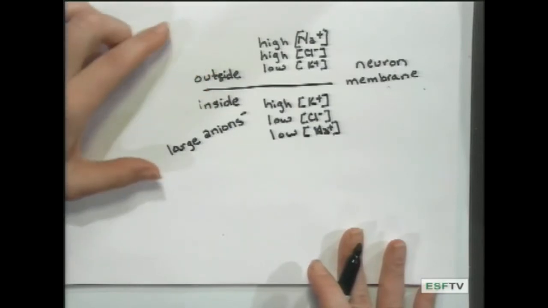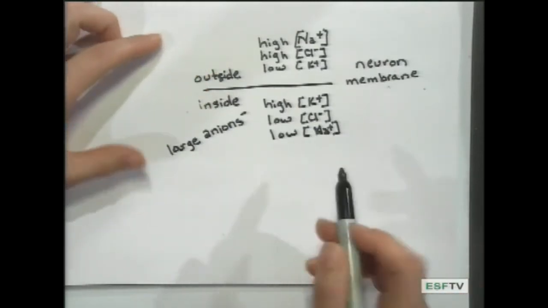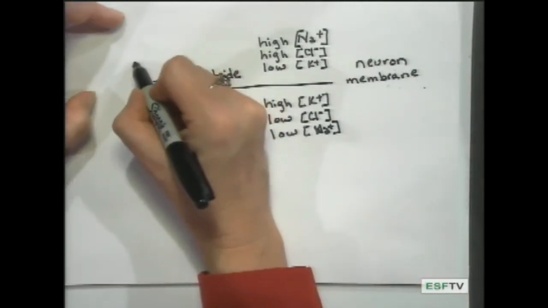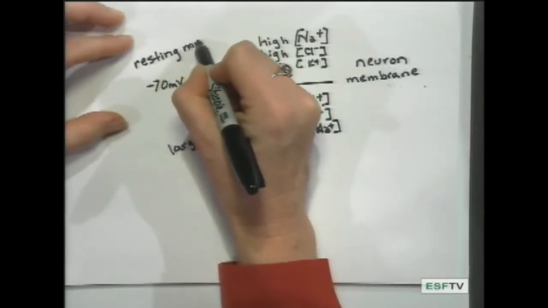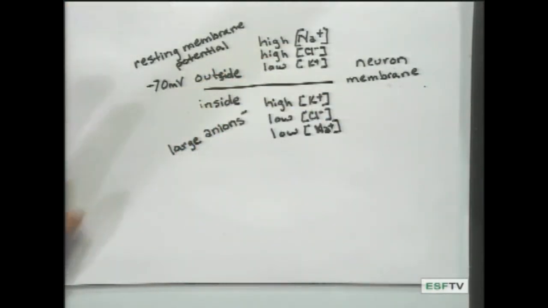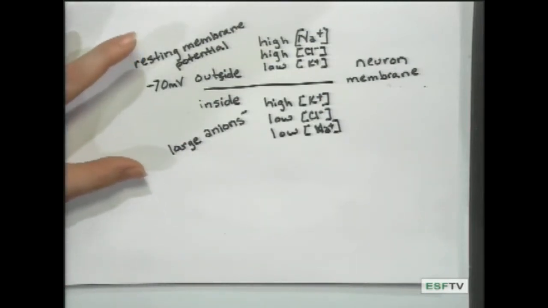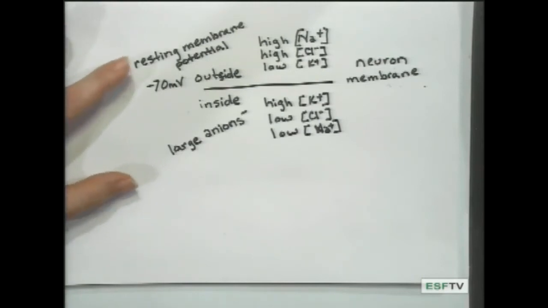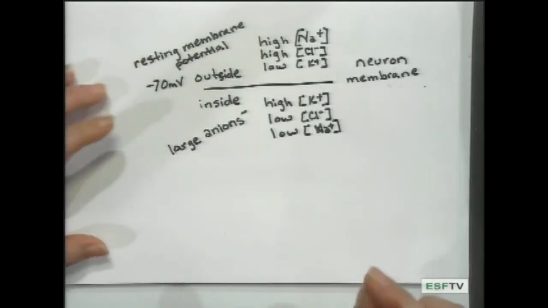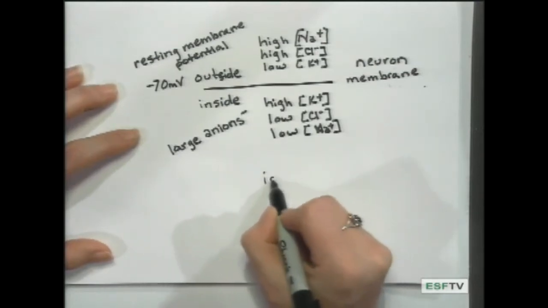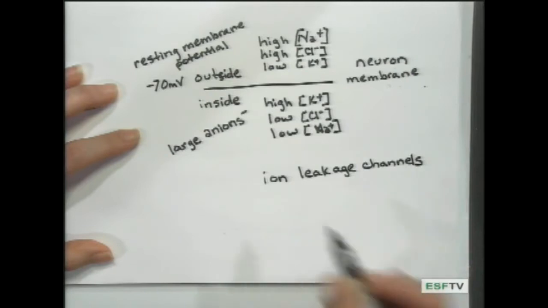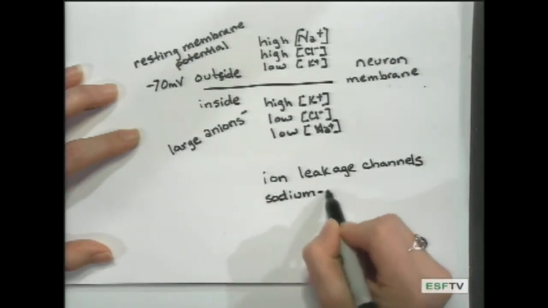Okay? And having these concentration differences leads to a membrane potential of about negative 70 millivolts. So this negative 70 millivolts is called the resting membrane potential. Okay, and these concentration gradients, as well as the resting membrane potential, are held in that range by two mechanisms. The two mechanisms are going to be ion leakage channels and a sodium-potassium pump.